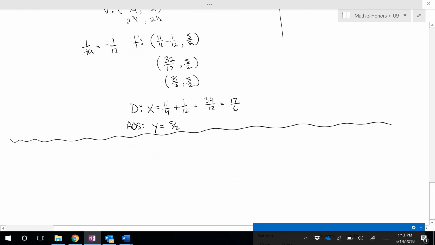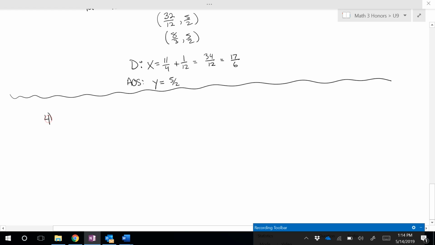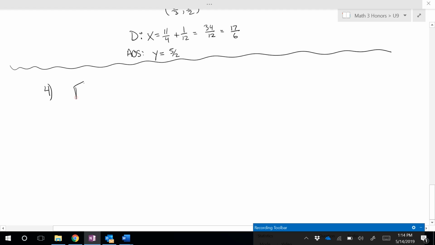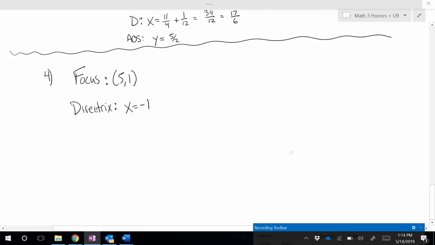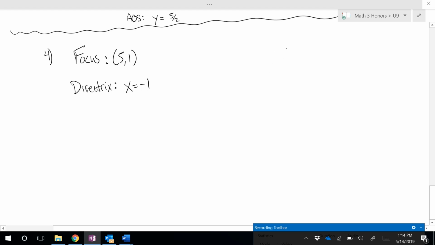And this is working backwards. I'm going to tell you some things about the graph, and you have to write the equation. So I'm going to tell you the focus is 5, 1. The directrix is x equals -1. And I want you to come up with the equation that would have that. And there's only one equation that has this. And so when you do this, you want to start with a picture so you can visualize what's here.